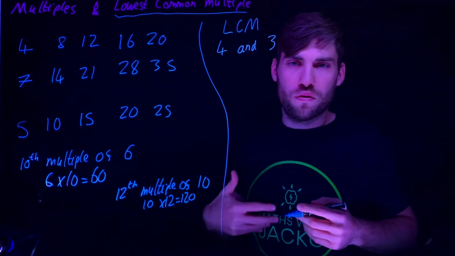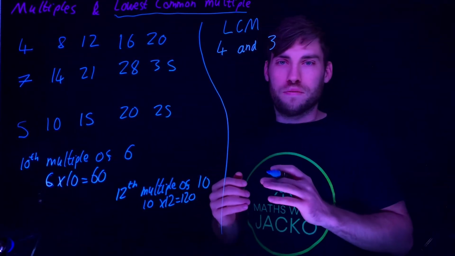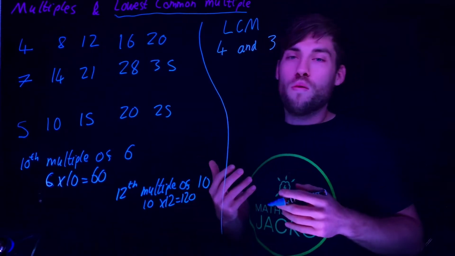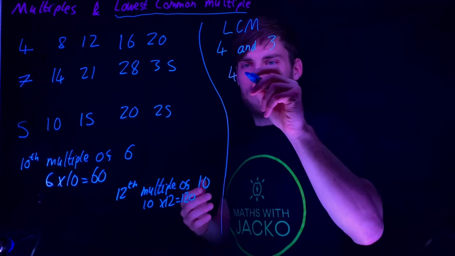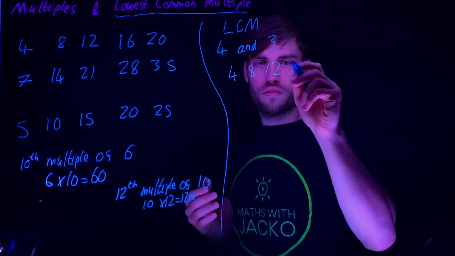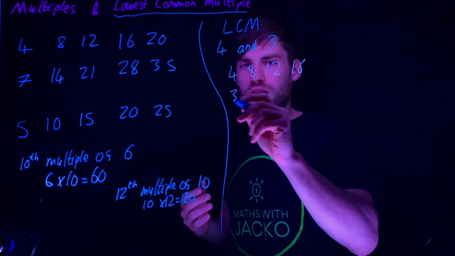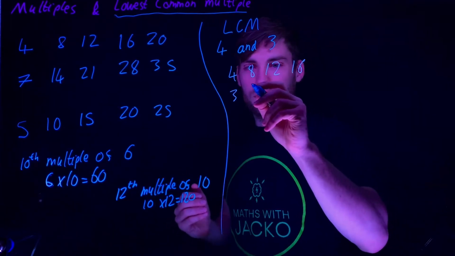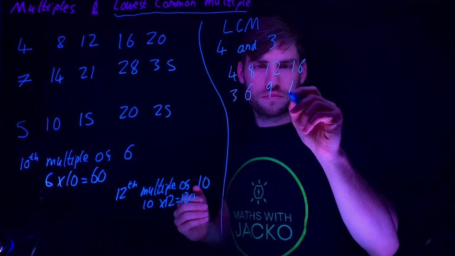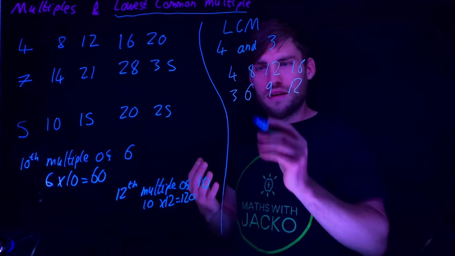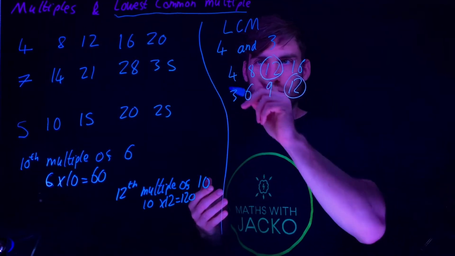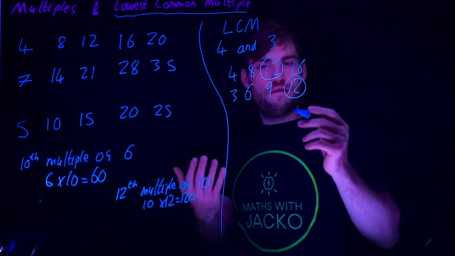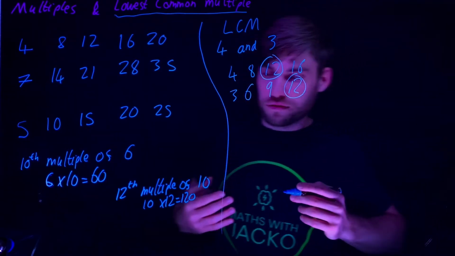If you think you know that, pause the video, have a go. Right, so let's do the lowest common multiple of 4 and 3. A nice easy way to do it, just write the 4 times table, then write the 3 times table. I'm just doing the first 4. You might have to go further depending on the question. And you should see a number that matches up, which is 12. So lowest common multiple of 4 and 3 is 12.